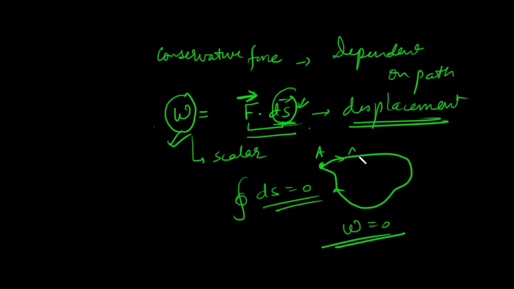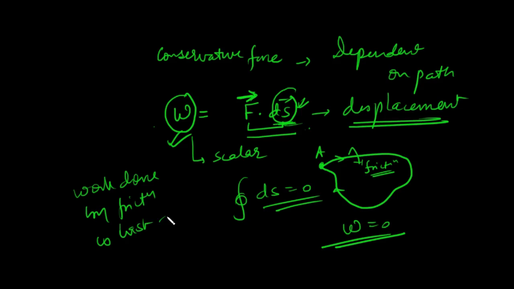Had there been any other force, for example friction, the work done by friction cannot be taken into account because friction converts the work into heat. Work done by friction is lost as heat, so taking account of this work is very difficult. That's why I have omitted friction. Friction is a non-conservative force. Now what does this mean?